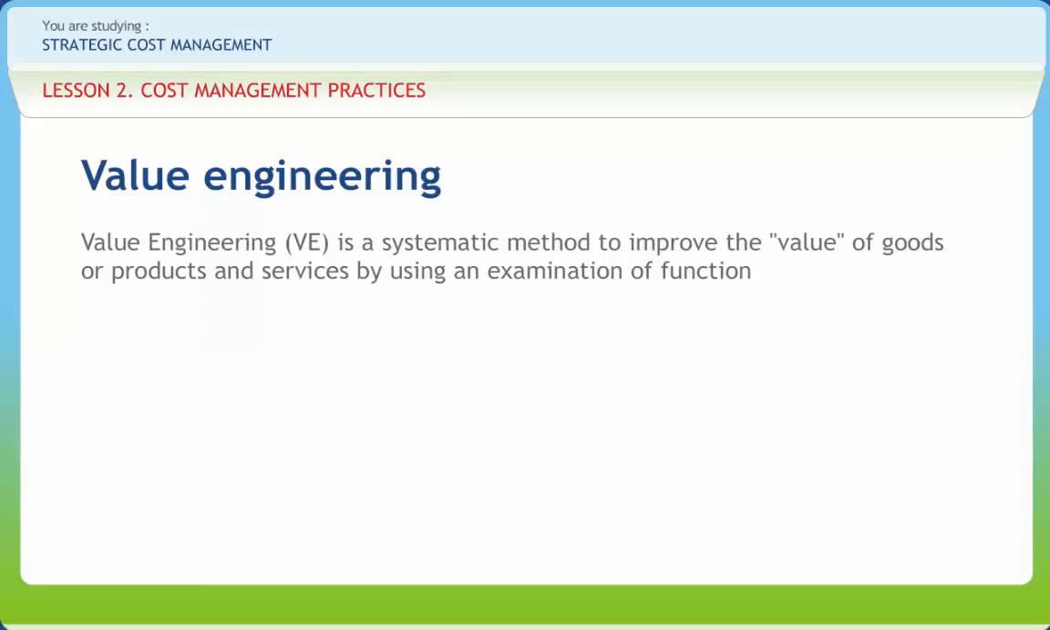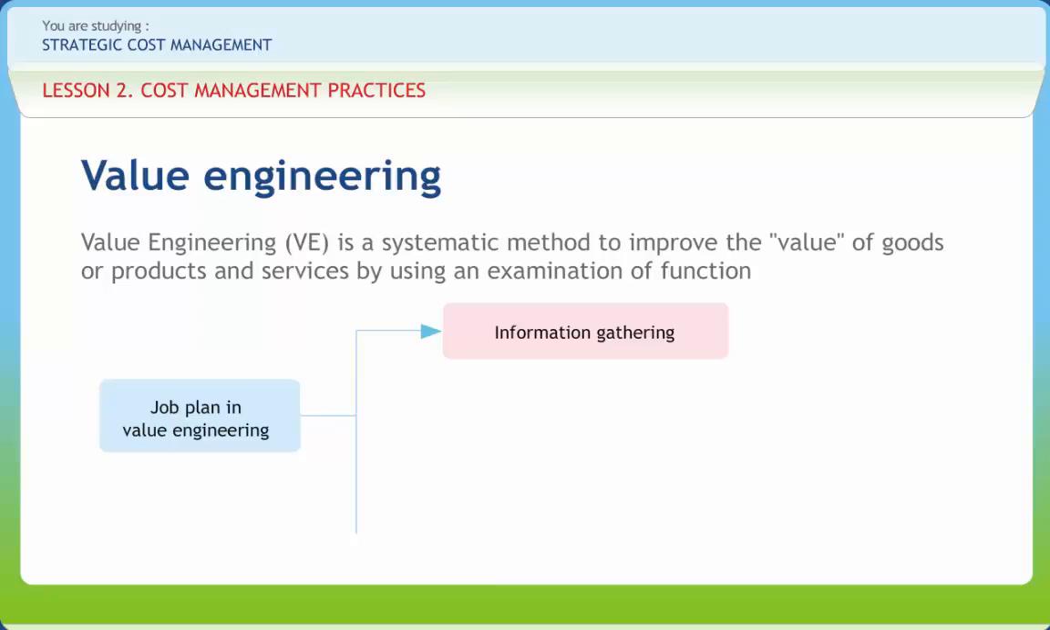4 basic steps in the job plan are: information gathering. This asks what the requirements are for the object. Function analysis, an important technique in value engineering, is usually done in this initial stage. Alternative generation or creation. In this stage, value engineers ask what are the various alternative ways of meeting requirements. What else will perform the desired function?